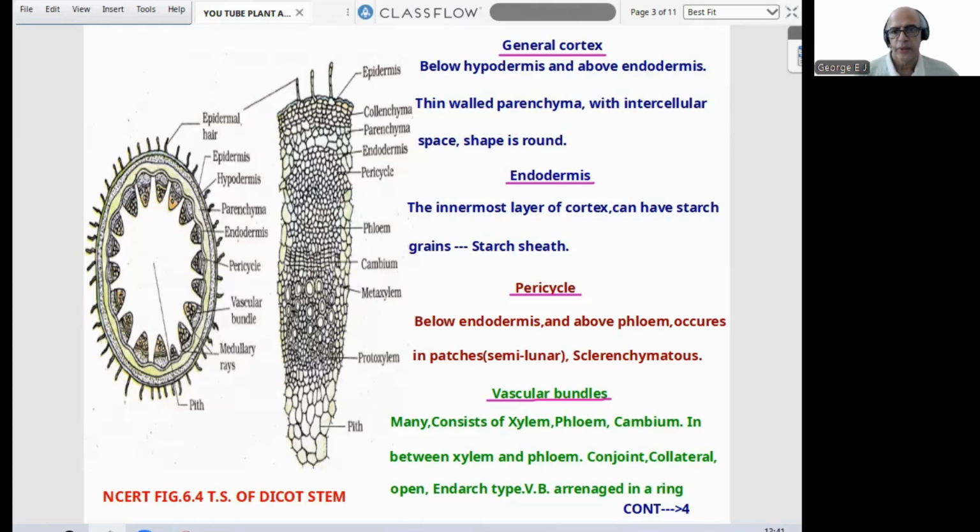Then comes vascular bundles. There will be many, consisting of xylem and phloem. Cambium is present since it is dicot, in between xylem and phloem. Vascular bundles are conjoint, collateral and open, endarch type since it is stem. Vascular bundles are arranged in the form of a ring. Now comes the last layer. It is called pith or medulla.